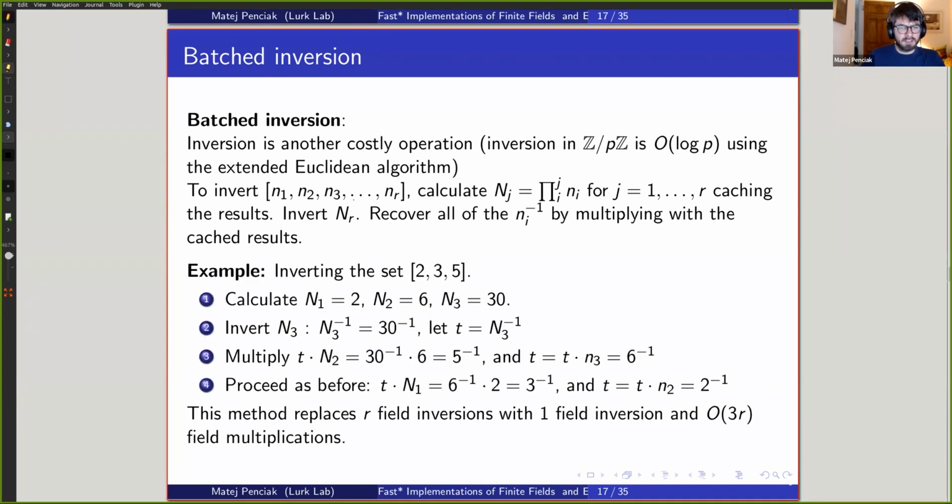And so I've done a small example here, but in the interest of time, I'm just going to skip over the example. But the upshot is that we've replaced our field inversions with just a single field inversion at the cost of about O of 3r field multiplications. So we're saving some time there. And if you have this method available to you, then you can do some tricky things with your algorithms to take advantage of this method.